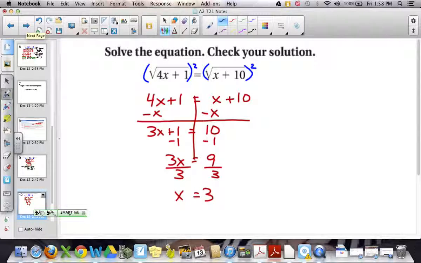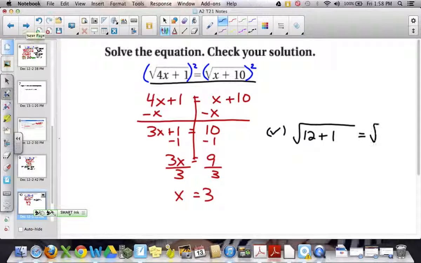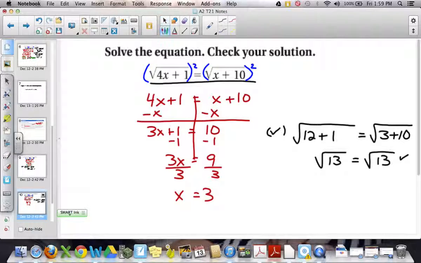Then going back to check it in the original equation, putting 3 in for x, we have the square root of 12 plus 1 equal to the square root of 3 plus 10. So that's the square root of 13 equal to the square root of 13, and that checks out. Which means that x equals 3 is in fact a solution.